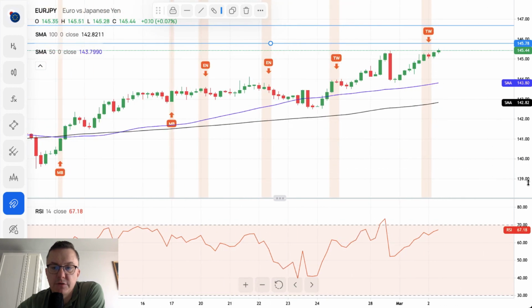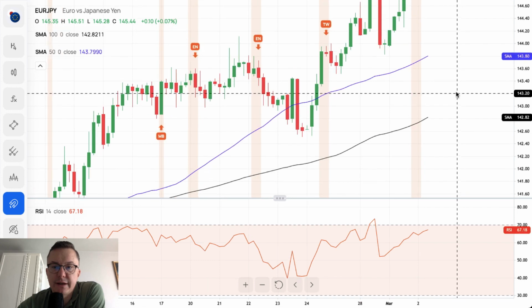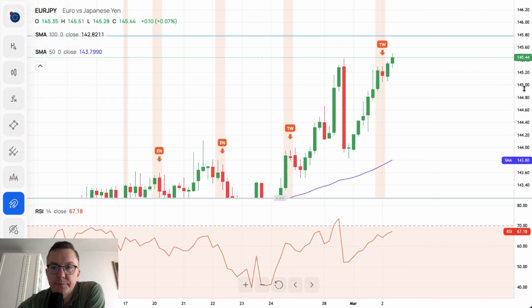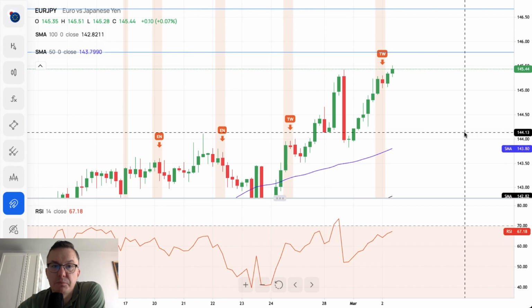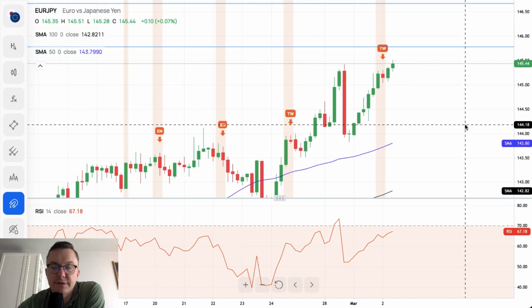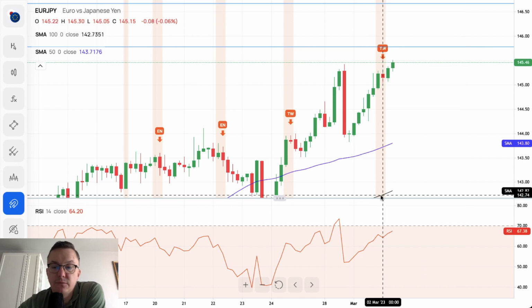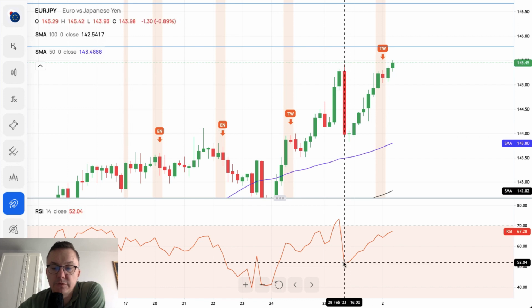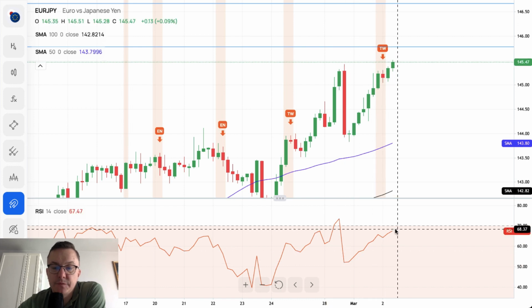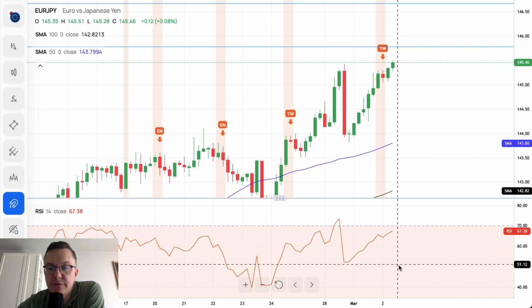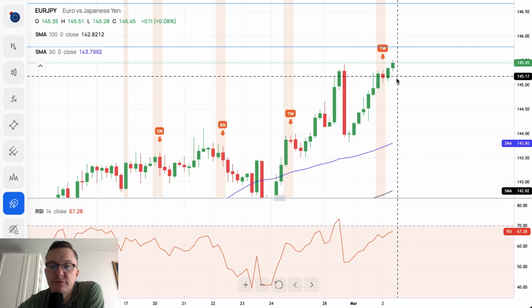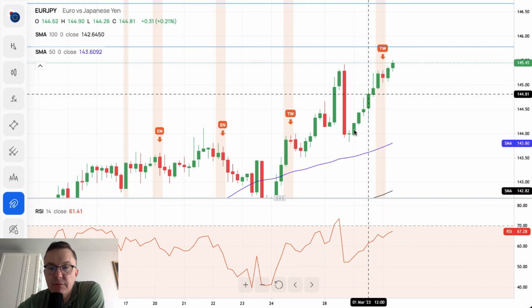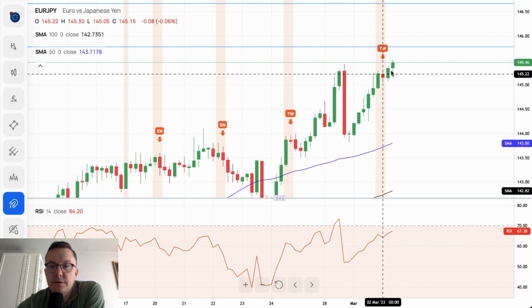So we are getting closer and closer towards the very important, let's say, supply zone. The highs from December 2022. We are trading above the 50 and 100 period moving averages. After this sharp drop to the level of 52 points on the RSI, the momentum rebounded, and it's right now at the level of 67 points. So it's strong momentum to the upside. It took plenty of hours for this momentum to go to the upside.